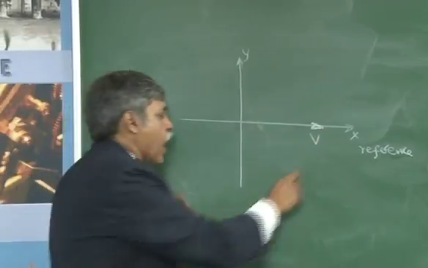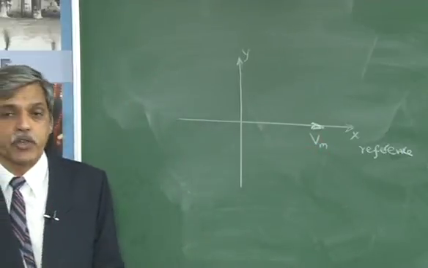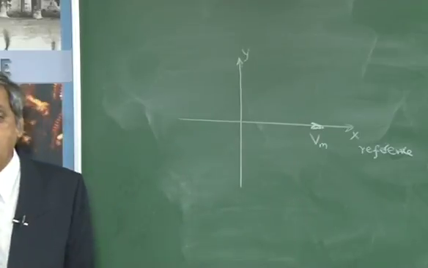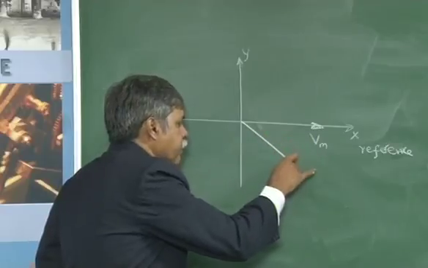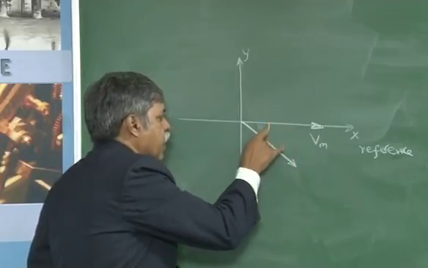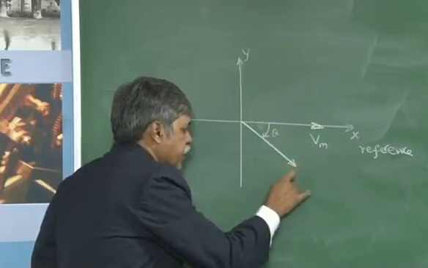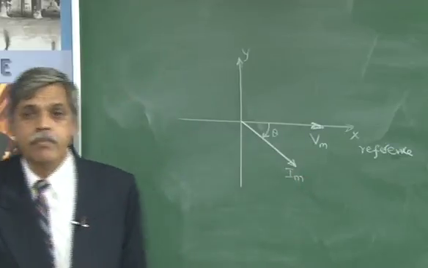Voltage phasor Vm, I will write Vm here, drawn in the reference position, that is along the positive real axis, and a current phasor of amplitude Im drawn at a negative angle theta with the reference. I am drawing the negative angle theta, that is, the angle will be negative in the clockwise direction, therefore this is theta, and the vector has a maximum value of Im, okay.